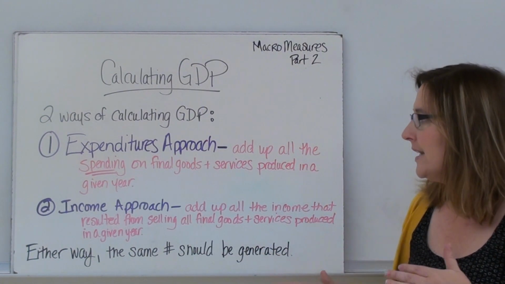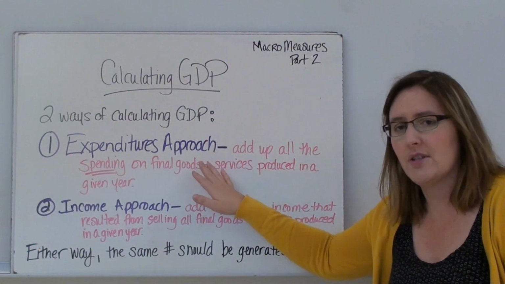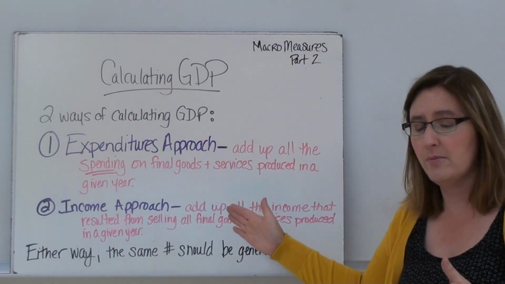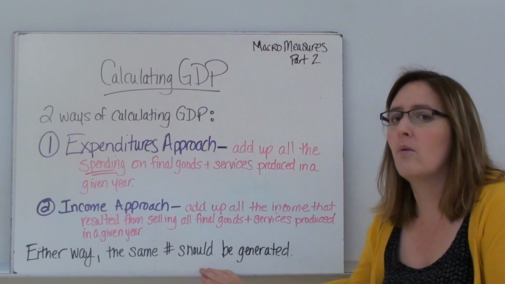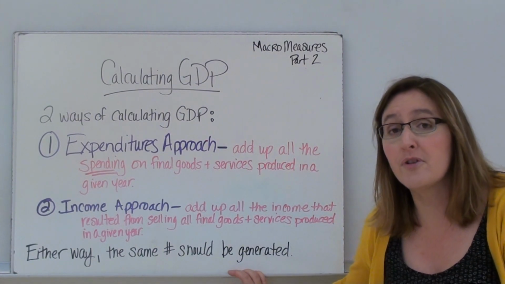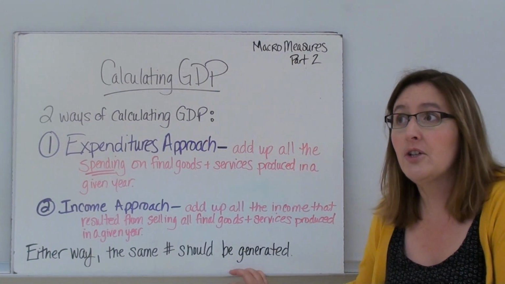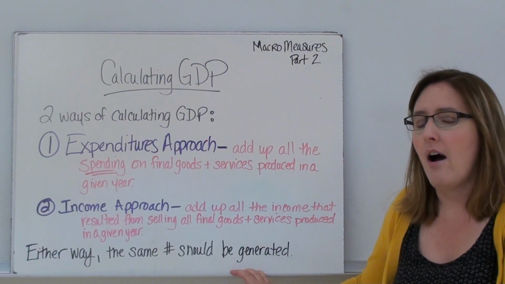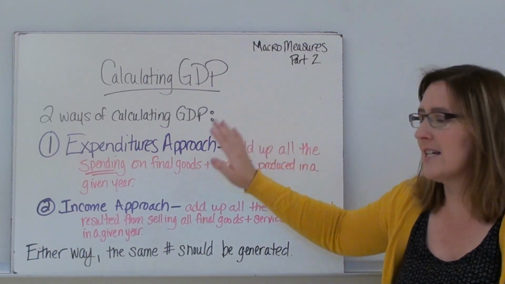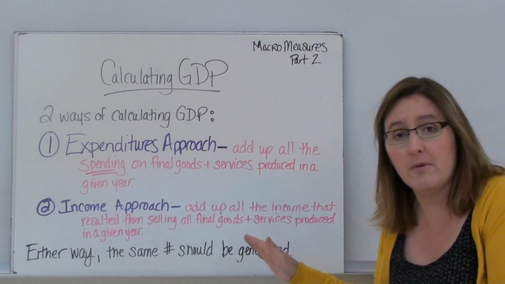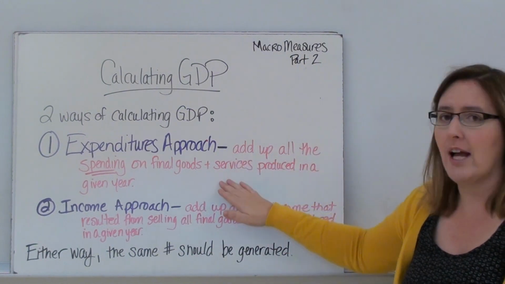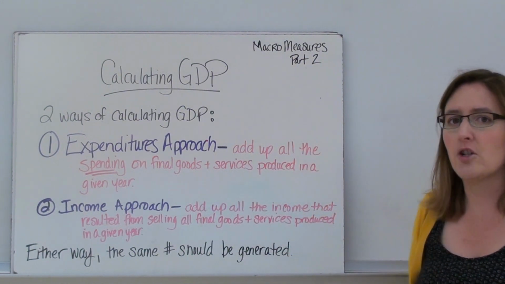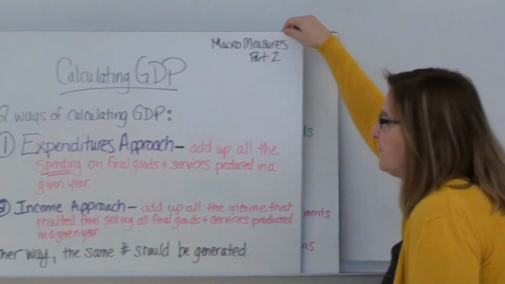And ideally, whether you use the expenditure approach or the income approach, the same number will be generated. For this course, you need to know how to count with the expenditure approach. You need to know that the income approach exists, but the one you actually have to calculate yourself is the expenditure approach. So let's take a look at that one.